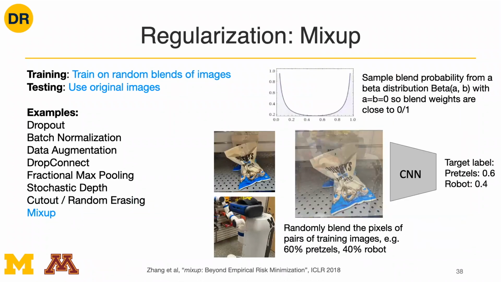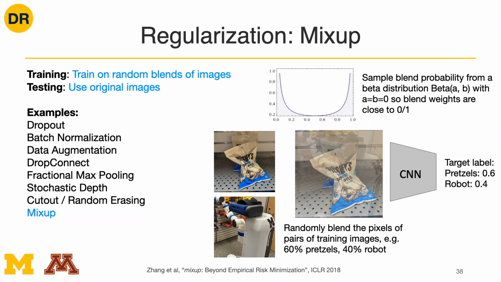The next one is you can actually blend different labels together. For instance, let's say we have two images. One is of a pretzel, the other one is of a robot. You can blend them. At the same time, you can blend the output scores as well. The output score here is 60% pretzel and 40% robot. Can somebody think about why this is useful, especially maybe in robot perception? Yes.